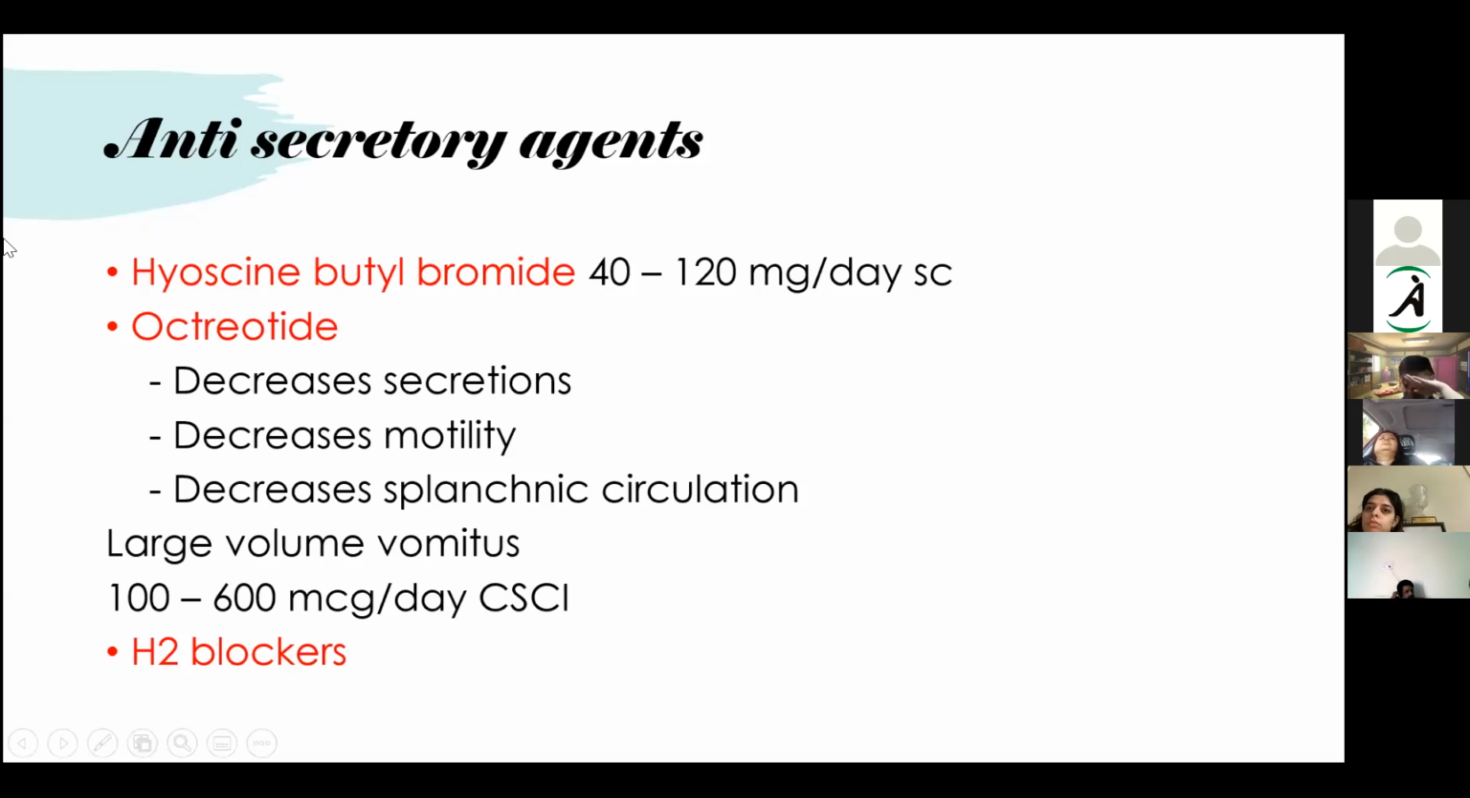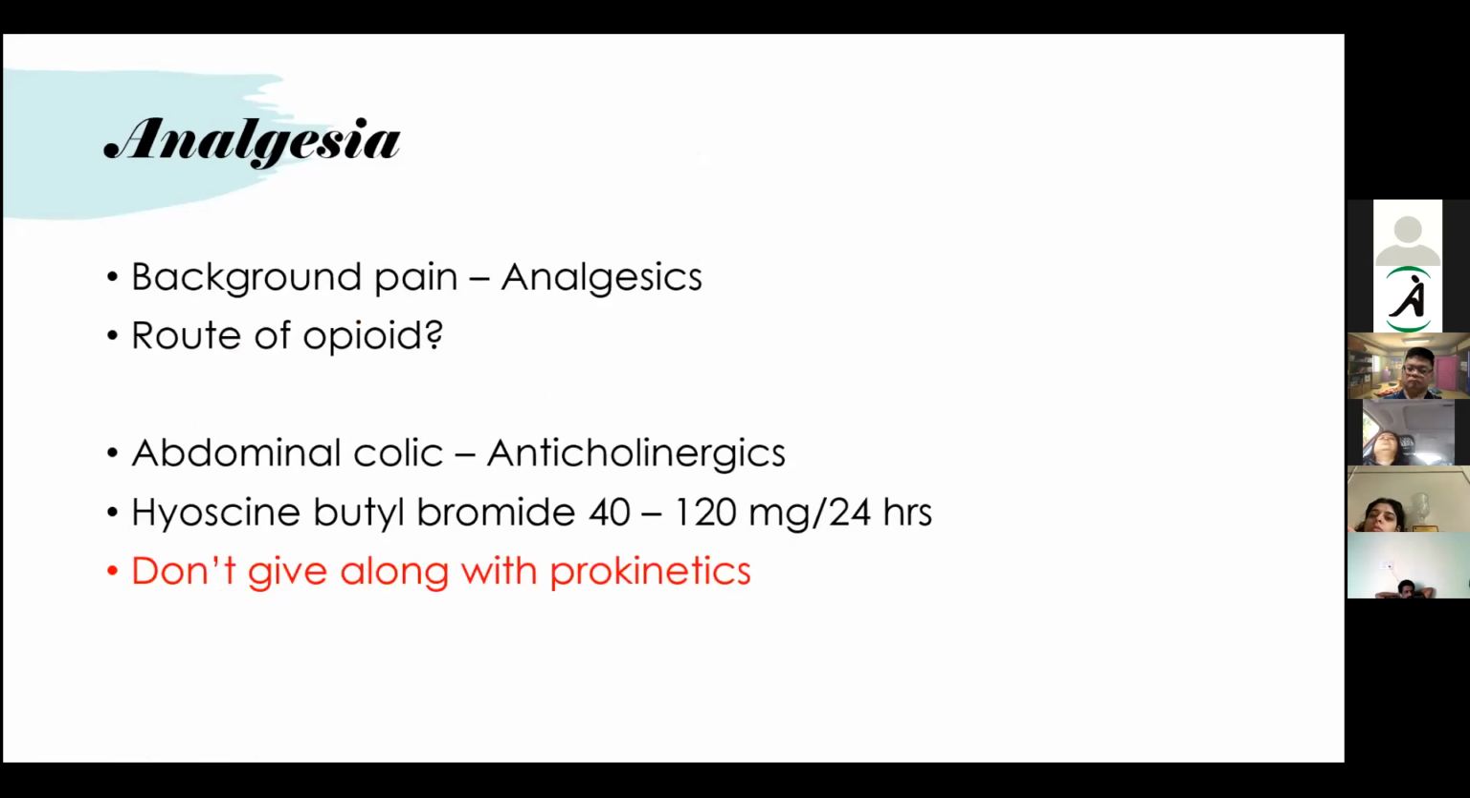And especially it is not used for all patients, especially used in large volume vomiters, which is refractory to all other measures. The usual dose would be 100 to 600 microgram per day, again as a continuous subcutaneous infusion. So H2 blockers like ranitidine, as we mentioned earlier, can be used for gastroprotection as well as anti-secretory action. So next thing would be associated drugs. So as I mentioned earlier, this is anti-secretory agents.